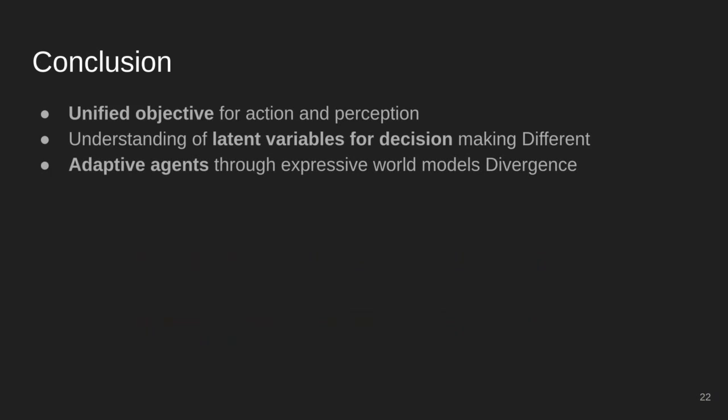The other kind of thing that this work brings to the community is that it enables more adaptive agents. And this is basically possible through expressive world models. They argue that if you use target models for the target distribution that are expressive enough, let's say a deep neural network, because they're very flexible, then it enables you to achieve as good as the divergence minimization can get you.